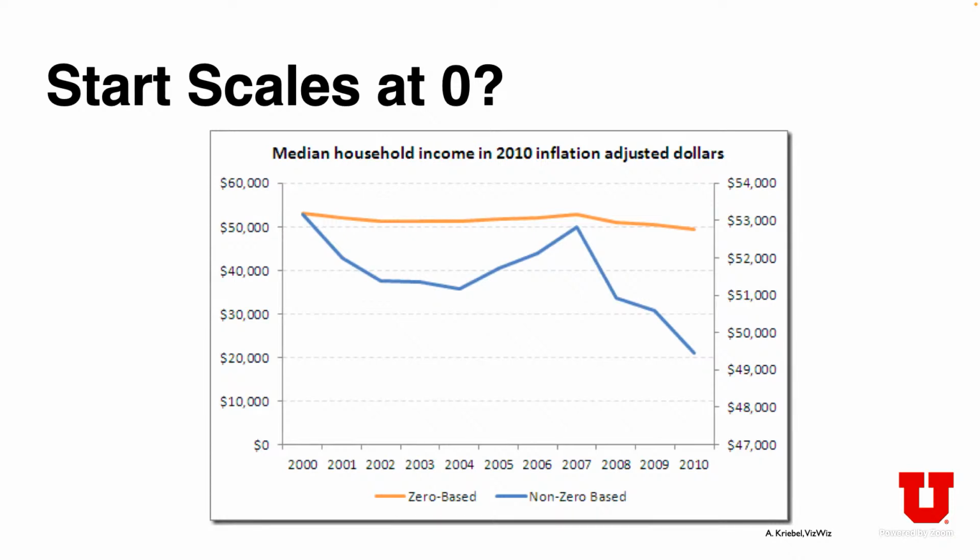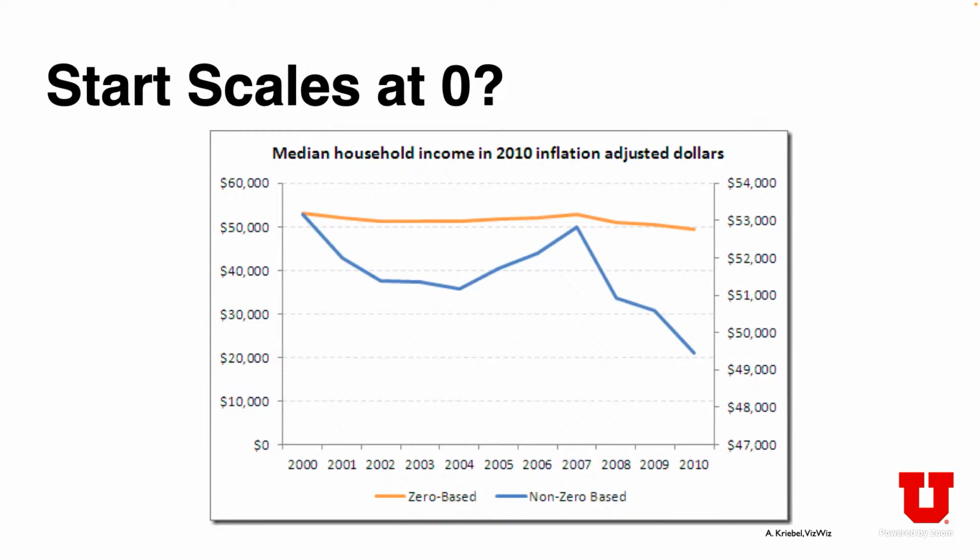It is an important consideration. This chart shows we're actually looking at the same data in both lines, but the scales are different. The orange line is plotted on a scale that starts at 0, while the blue one does not start at 0. And I would argue that both are valid depending on what you want to show, right?